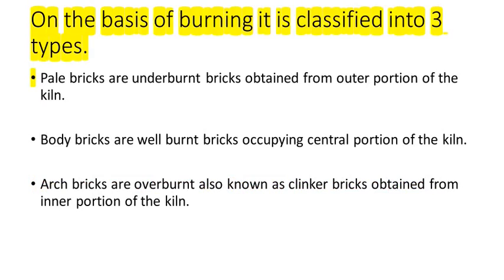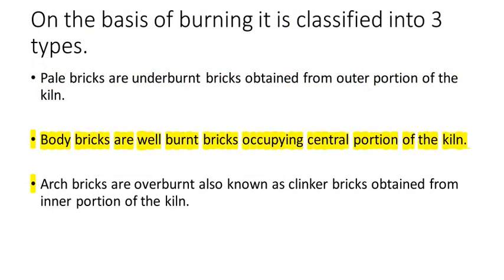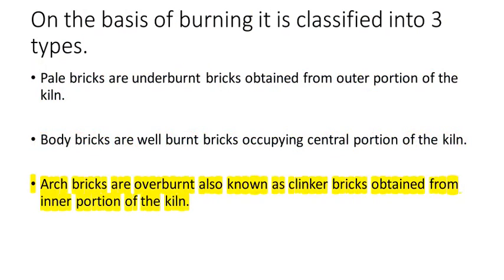On the basis of burning, it is classified into 3 types. Pale bricks are underburnt bricks obtained from the outer portion of the kiln. Body bricks are well-burnt bricks occupying the central portion of the kiln. Arch bricks are overburnt, also known as clinker bricks, obtained from the inner portion of the kiln.